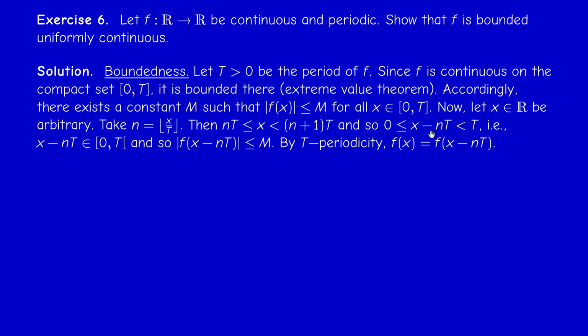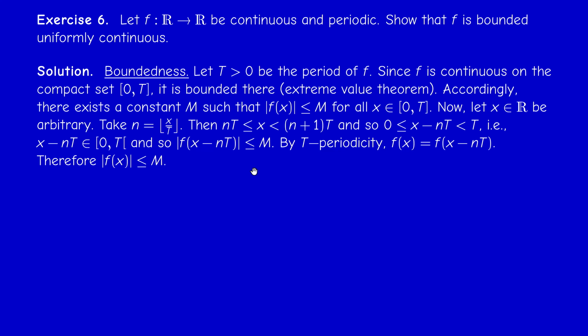Now x minus nt, the translate of x, is in the interval [0, t], and therefore, according to what you said, the absolute value of f of x minus nt is less than M. But since f is t-periodic, f of x minus nt is just f of x. This is the periodicity. So I proved that actually |f(x)| is less than M, and x was arbitrary in R. And the constant M does not depend on x. It depends on t and f, of course. So this is the idea.